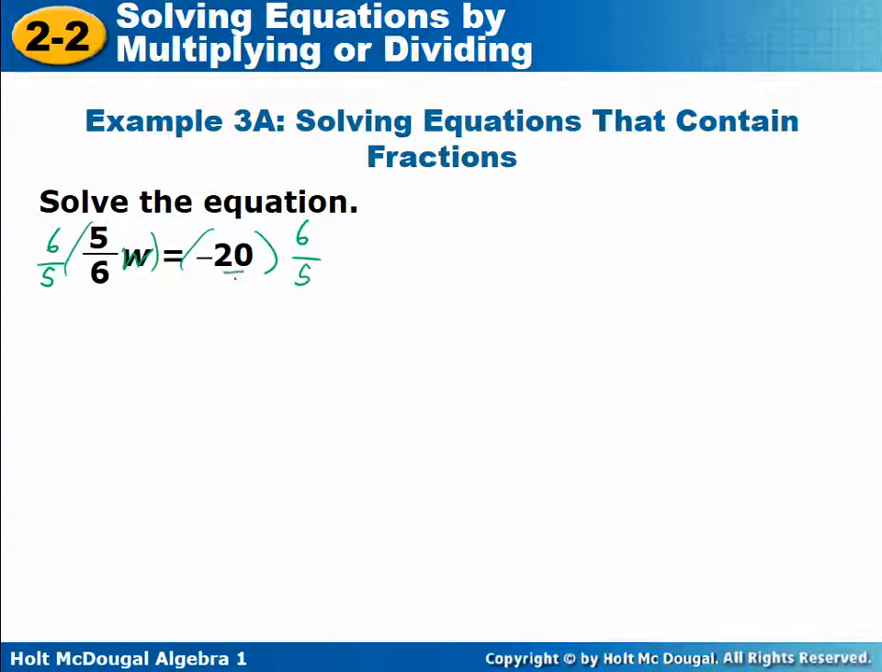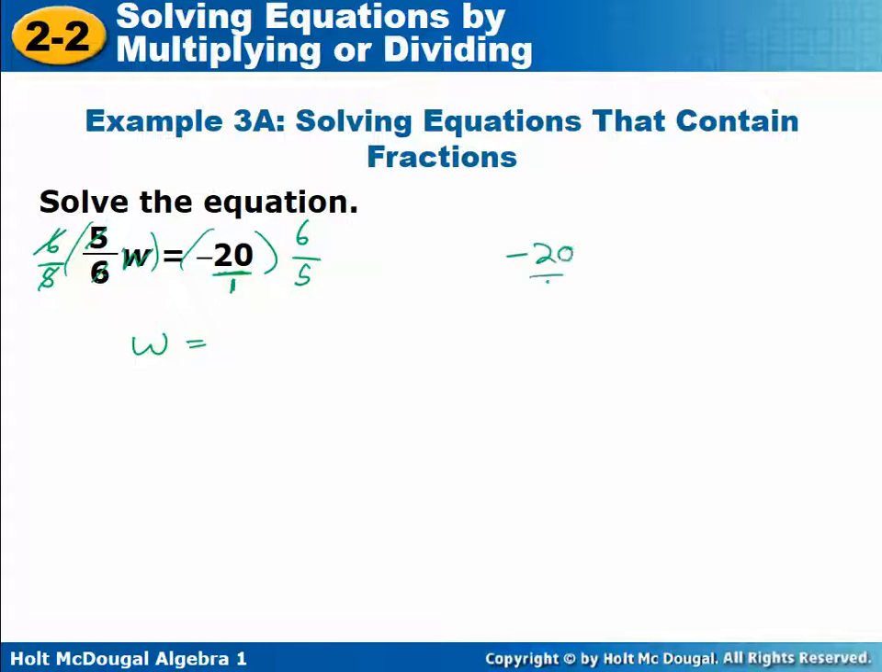So here's what happens when you do that. On the left side, we have 6/5 times 5/6. The 6/6 is equal to 1, so that cancels. The 5/5 is equal to 1, so that cancels. And all you're left with is w. So multiplying a fraction by its reciprocal is the same as getting 1 or canceling it. And then you just have the variable. On the other side, I put a 1 under the 20 to make it look more like a fraction.